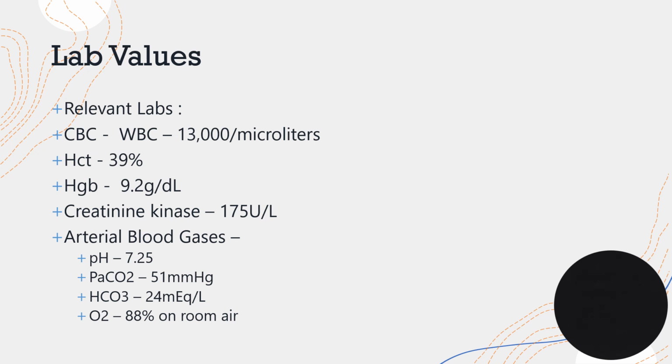After the labs were drawn, they checked the chart and they got his lab values. They did a complete blood count with the white blood cells being 13,000 per microliter, which signals an infection. His hematocrit was 39%, and his hemoglobin was 9.2 grams per deciliter. This could signal poor calorie intake due to a lack of balanced diet. Usually opioid dependent patients have suffered from malnutrition.